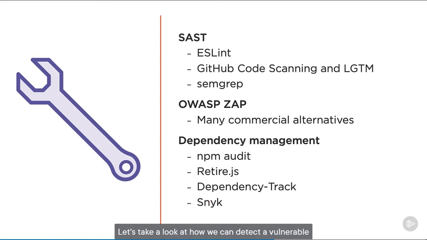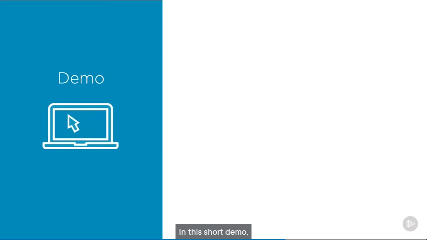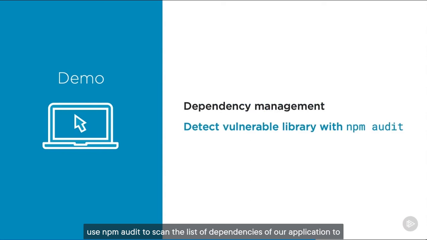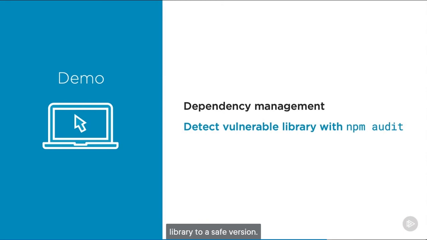Let's take a look at how we can detect a vulnerable third-party library in our own code. In this short demo, we will analyze the dependencies of the Wired Brain Coffee application. The backend uses several open source libraries for Node.js, such as Express, and uses npm as the package manager. We will use npm audit to scan the list of dependencies of our application to detect a vulnerable Lodash version. And we will use npm to update the library to a safe version.